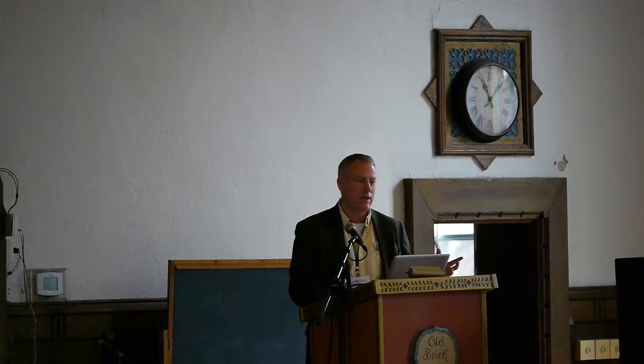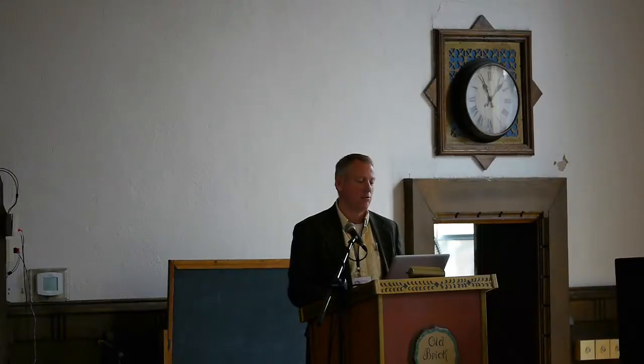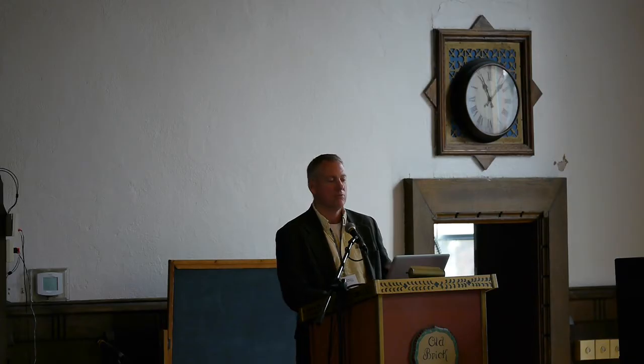On a big scale, we know where these systems are, the drainage districts that Bill talked about. Here's the same photo of an area in north central Iowa where we see the differential in soil moisture due to tile drainage. If you digitize all the lines on that, it would suggest that we have 56 miles of field tile compared to the drainage district line. All right, let's move past the tile drainage.